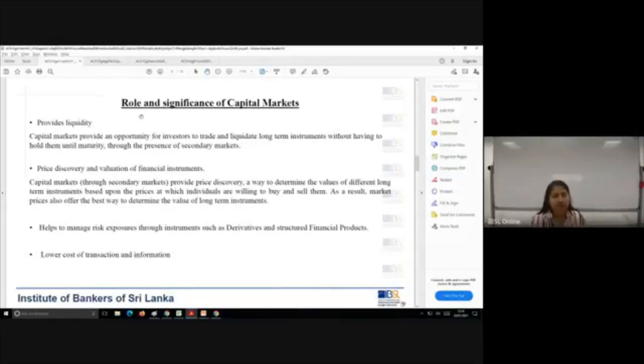Finally, you have lower cost of transaction and information. Lower cost of information, meaning you don't have to spend money to gather information. It's widely available in the market. Information about the buyers and sellers, information about the investors. Even for you to do the transaction, the cost involved is very, very minimal.